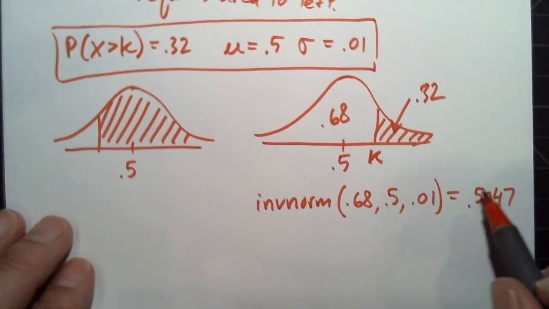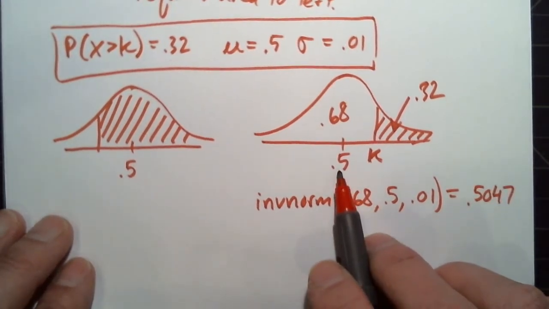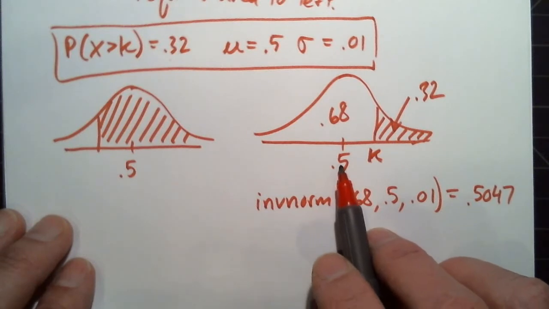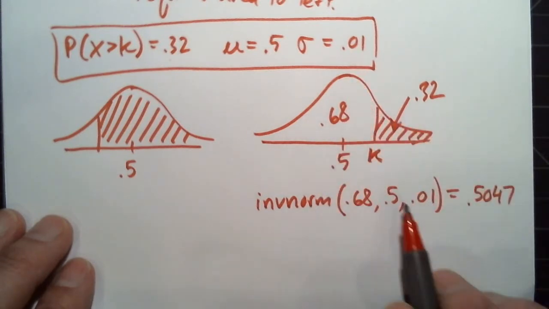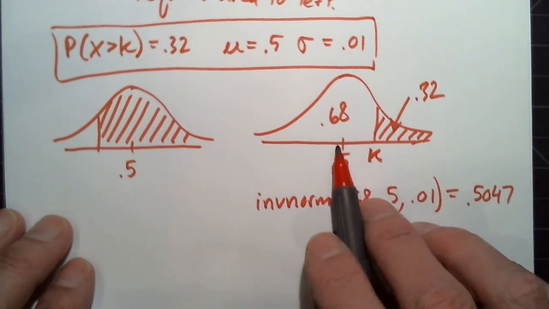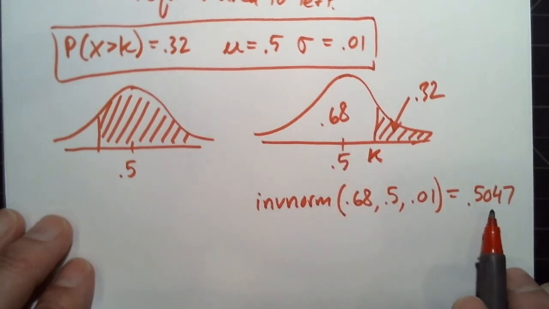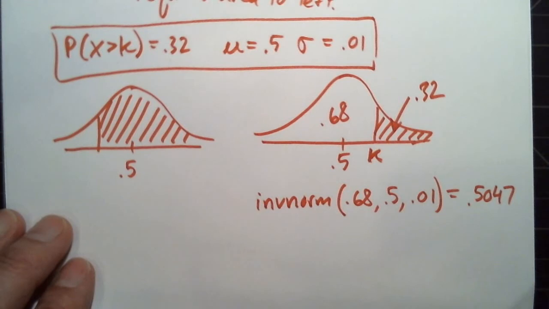0.5047. And does that seem reasonable? Well, look at the mean is 0.5, and the standard deviation is very small, so we're just moving over a small distance, and that is reasonable. And we'll stop there.